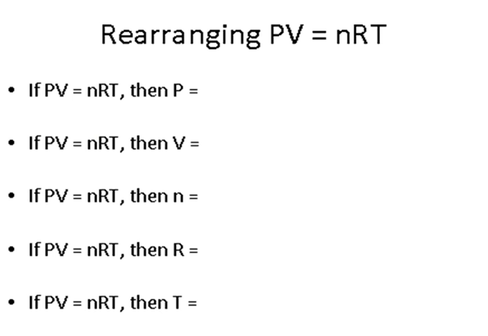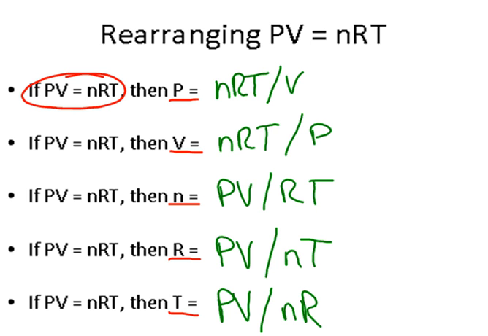So first thing I want you to do is go ahead and pause this video, write down what P equals, V equals, n equals, R equals, and T equals if I rearrange this equation. Okay, so go ahead and pause the video and do that. And this is what you should end up with: P equals nRT over V, V equals nRT over P, n equals PV over RT, R equals PV over nT, T equals PV over nR.